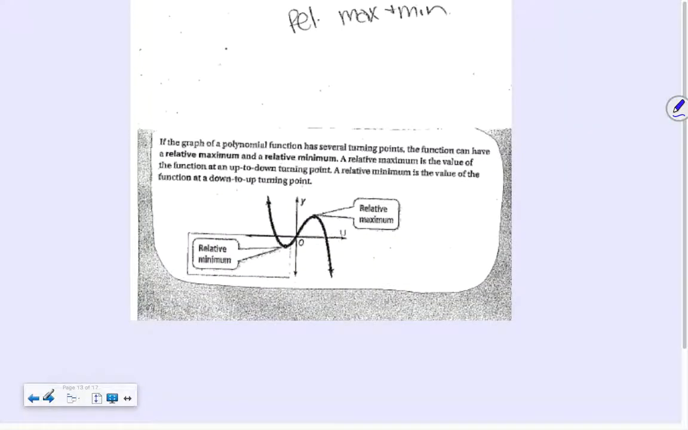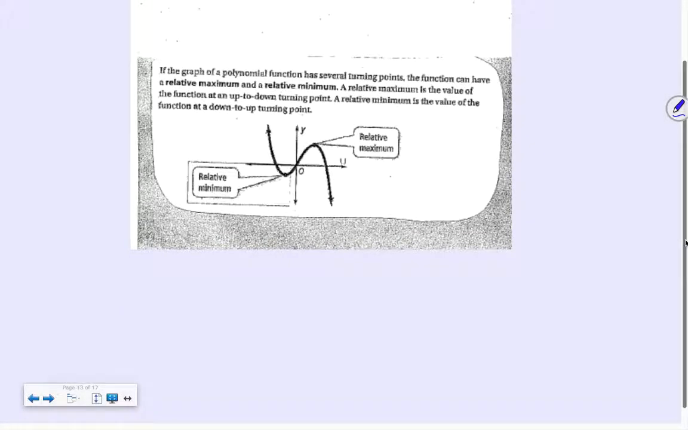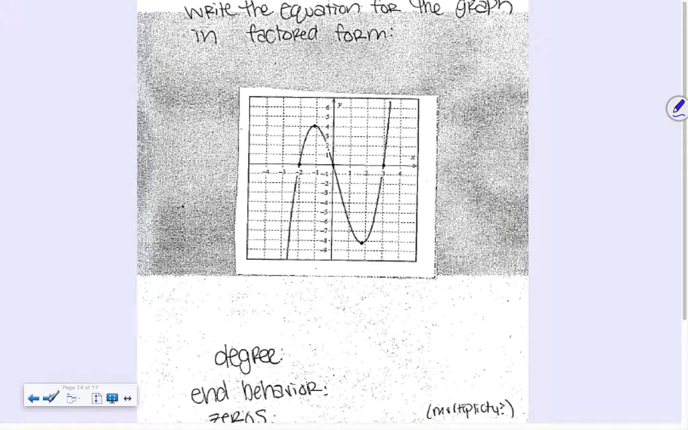Okay, all right, you seem okay. All right, relative mins, not going to talk about it. Okay, write the equation for the graph in factored form. We just did this, didn't we? Let's do it again.